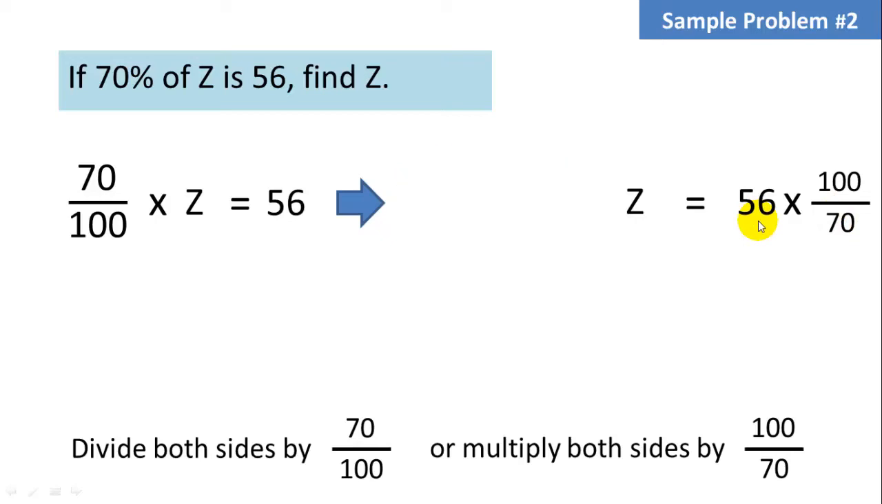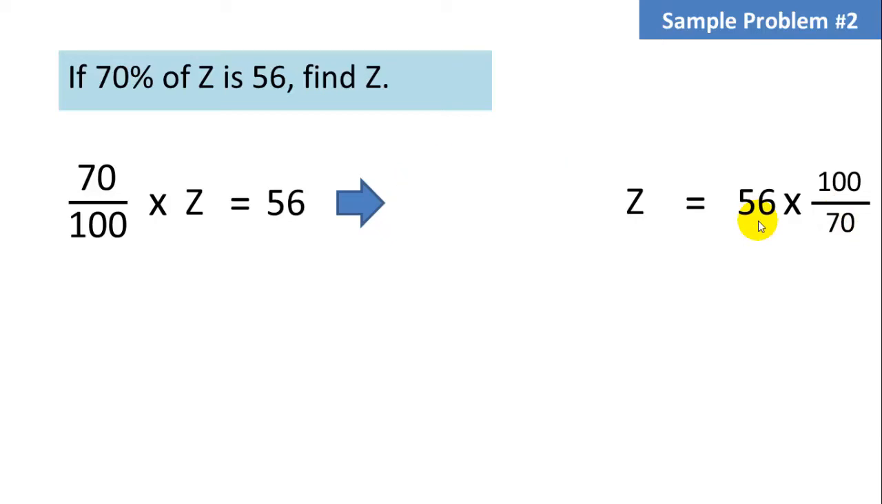So let's get rid of all that jazz, get rid of this stuff on the bottom here. Now we have to solve for z, where z equals 56 times 100 over 70. Well, this is easy to do in your head. Look, the zeros, you can cancel one 0 out from the top and bottom. 56 divided by 7 is 8, and then you multiply that by 10 and you get 80. So z is equal to 80.